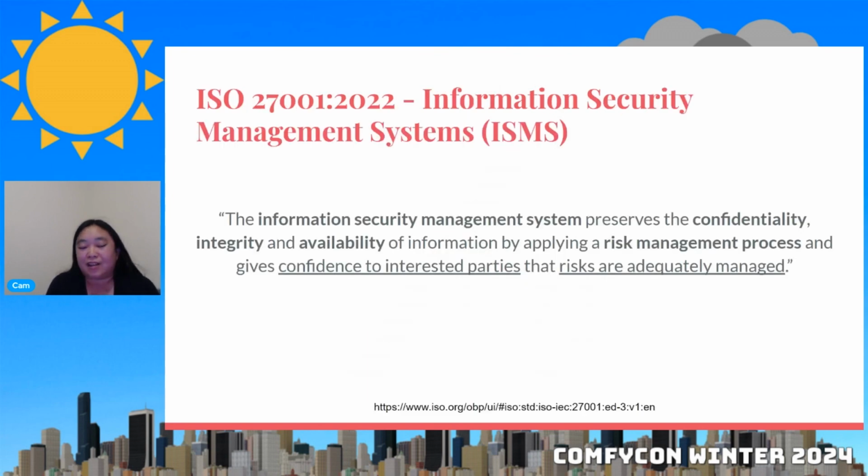Well, it actually turns out this forms part of ISO 27001. So this is a description of what ISO 27001 does. It's an information security management system that preserves the confidentiality, integrity, and availability of information. But it does it through risk management, and that risk management is there to give confidence to interested parties. So we're communicating that risk and making sure that it is adequately managed. This is what this particular standard is doing, and it uses the basic building blocks and tenets that you would have learned throughout security.